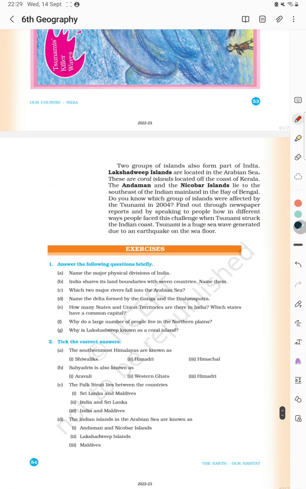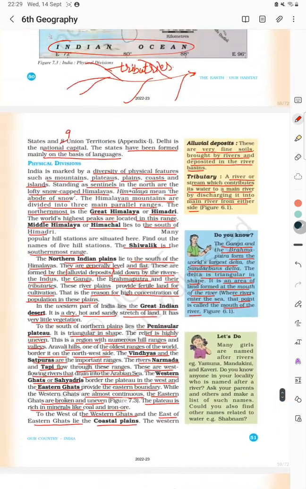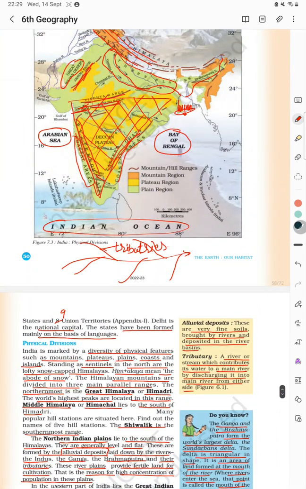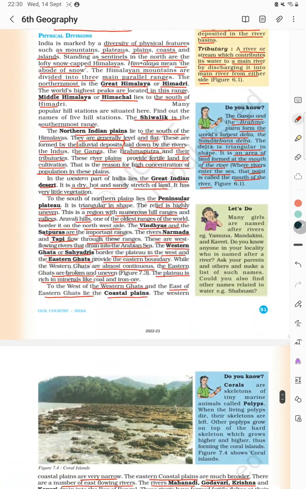Then the two groups of islands, one is the Lakshadweep group of islands and the other one is the Andaman and Nicobar group of islands. Let us see the location of these groups of islands. So this is our Lakshadweep island and this is our Andaman and Nicobar Dweep. Lakshadweep is in the Arabian Sea and Andaman Nicobar is in the Bay of Bengal.